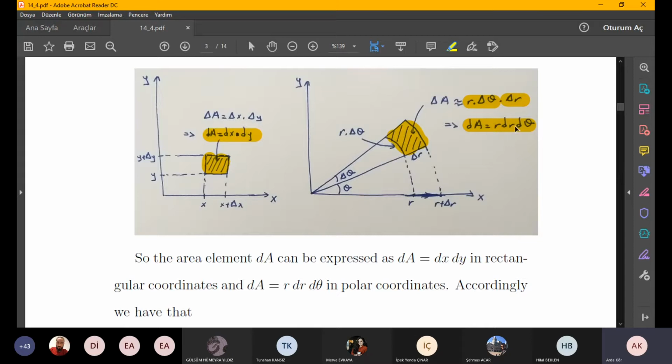So if you look again at how we define dA in the Cartesian coordinate plane and in polar coordinates, of course there will be a difference. dA is dx times dy in the Cartesian coordinate system, and as you can see, in the polar coordinate system we define dA as r times dr times d theta.